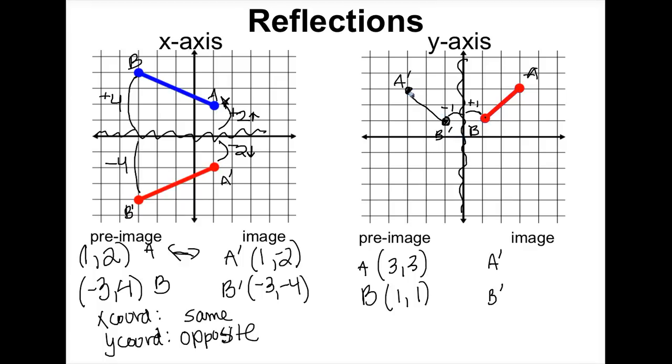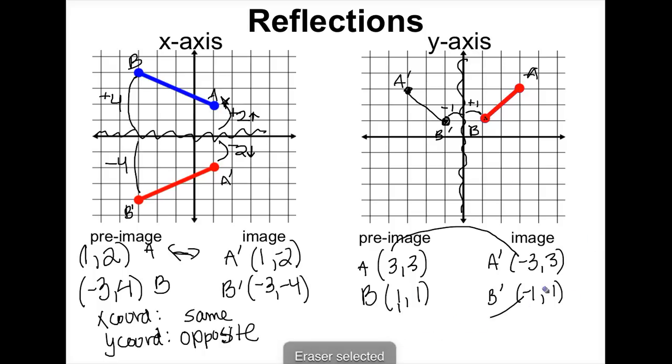So my reflection, again, my y value is the same, but my x is going to become the opposite. So now what I have is the y value staying the same, and the x value becomes the opposite. Take a look at my ordered pairs. When it reflects over the y-axis, our x becomes the opposite, and our y stays the same.